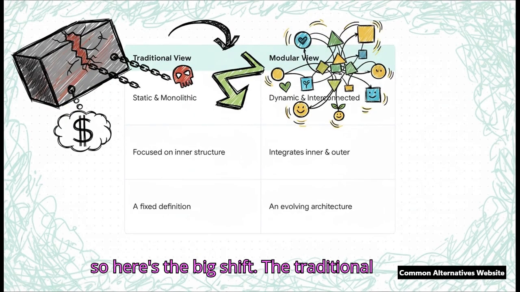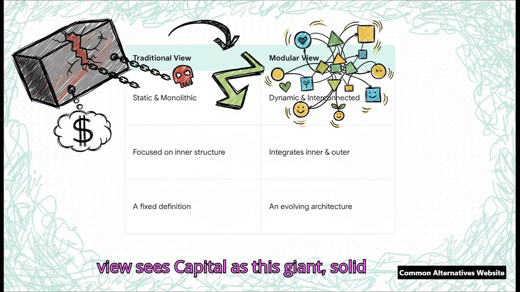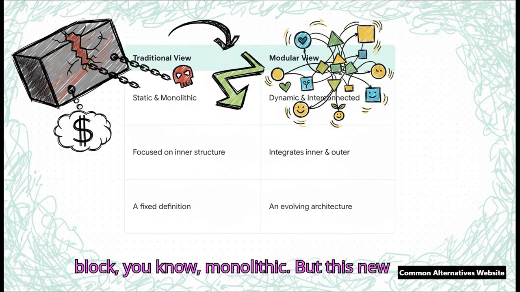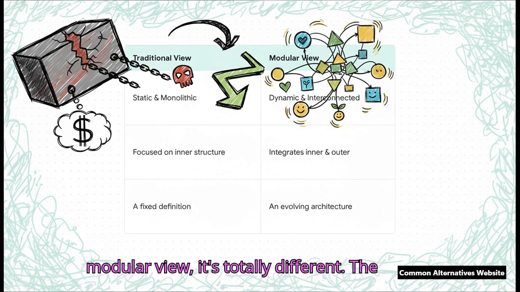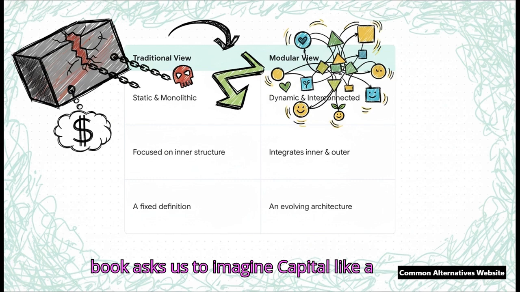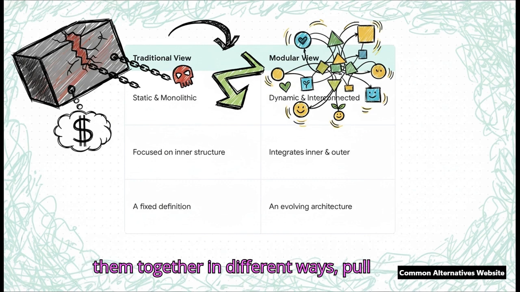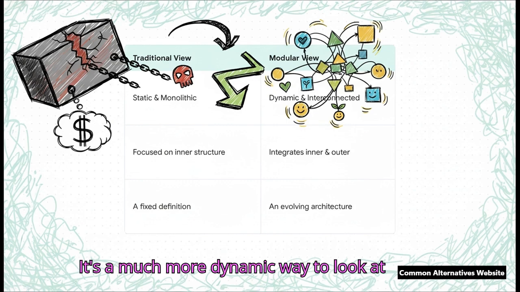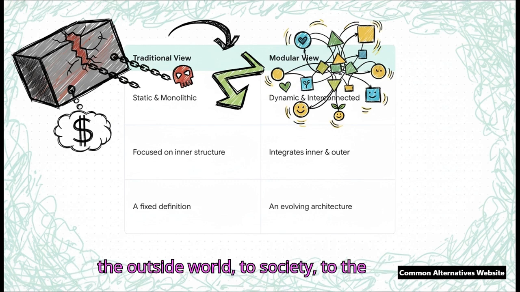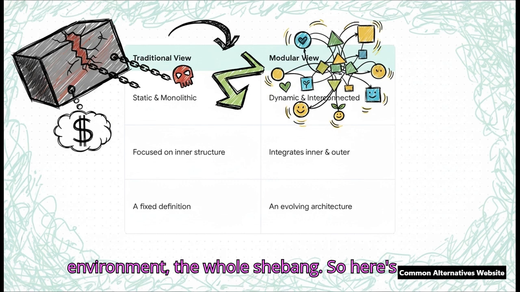Okay, so here's the big shift. The traditional view sees capital as this giant, solid block, monolithic. But this new modular view, it's totally different. The book asks us to imagine capital like a set of Lego bricks. Each brick is its own thing, its own process, but you can snap them together in different ways, pull them apart, and see how they connect. It's a much more dynamic way to look at things, because it lets us see both the inner workings and how it all connects to the outside world, to society, to the environment, the whole shebang.